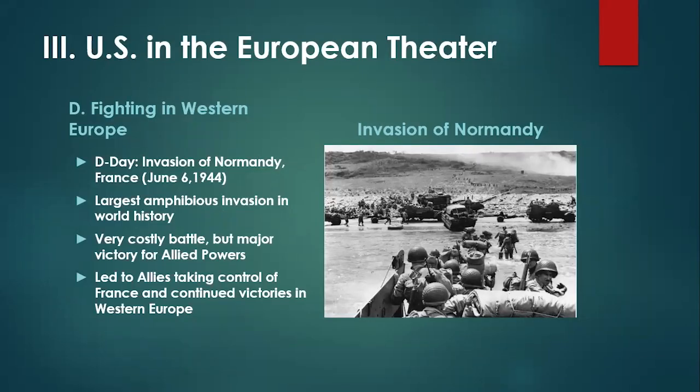So, the first major campaign against Nazi Germany was their invasion of Normandy, France. Remember, France had been occupied by Nazi Germany throughout World War II. And in this invasion, known as D Day, which is the largest amphibious invasion in world history, the US stormed the beaches of Normandy. They had guys coming here in ships, they also had planes flying overhead. And this was a very, very costly battle. A lot of the Allied powers were killed as they stormed up onto these beaches. But this was also a very substantial victory.